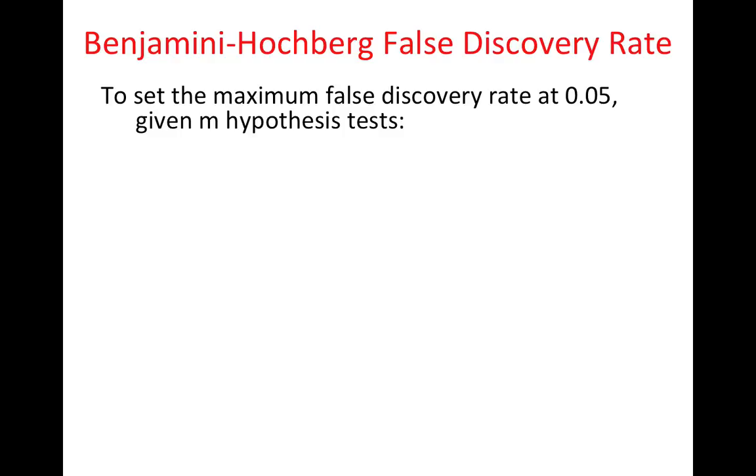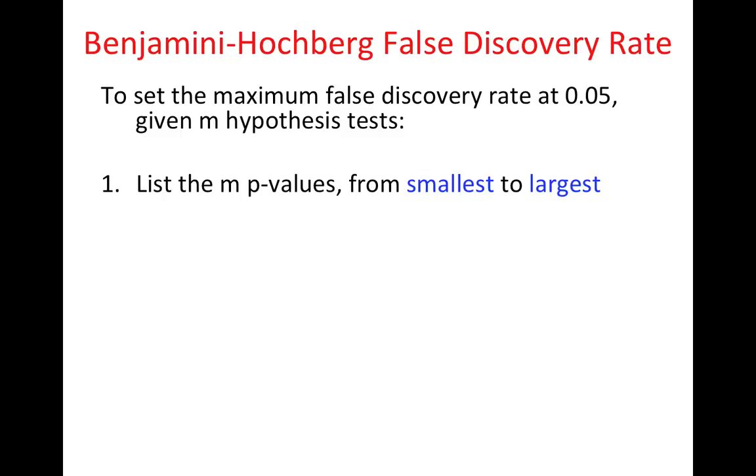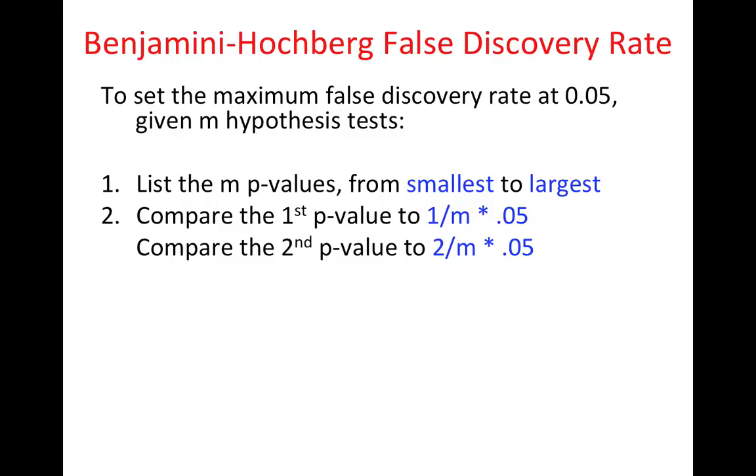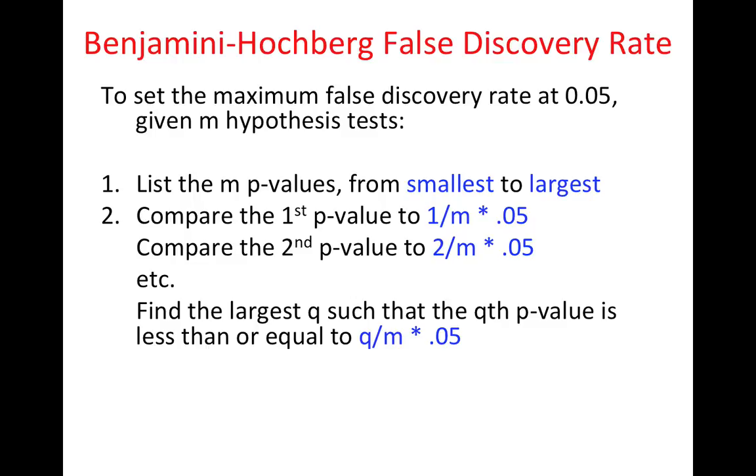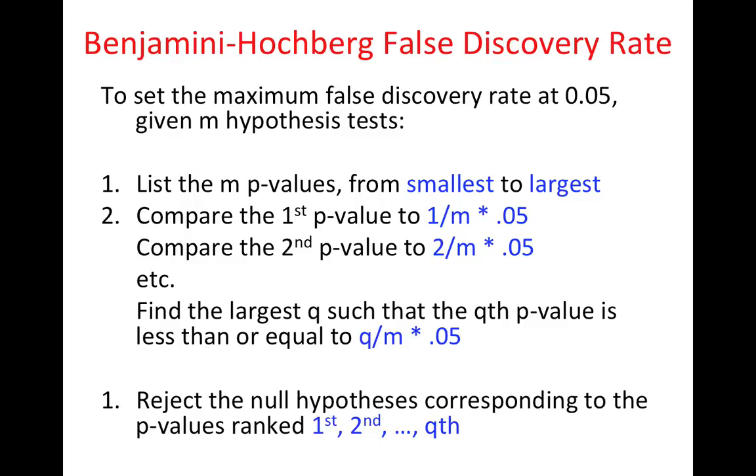So again, to walk through these steps, to set the maximum false discovery rate at 0.05, if we have M hypothesis tests, we were using K when we talked about Bonferroni. For Benjamini-Hochberg, it's traditional to use the letter M. List the M p-values from smallest to largest. Compare the first p-value to 1 over M times 0.05, the second one to 2 over M times 0.05, etc. And then find the largest value such that that ranked p-value is less than or equal to its cutoff, just as we showed on the previous slide. And reject the null hypotheses for all the p-values up to that point.